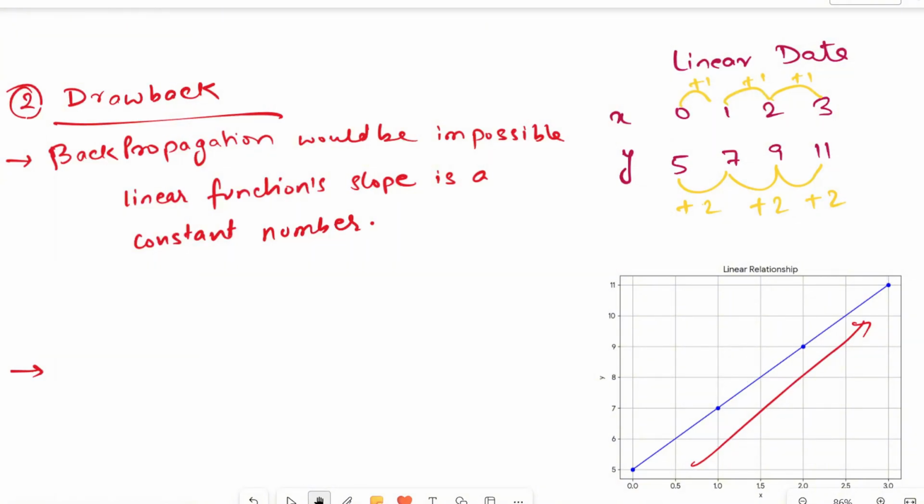Second problem is all layers would become one. No matter how many layers you add to the neural network, if every layer uses a linear activation function, the final result will still be a simple straight line combination of the first layer. So basically, we are creating a stack of single layer networks which can only learn very simple relationships.